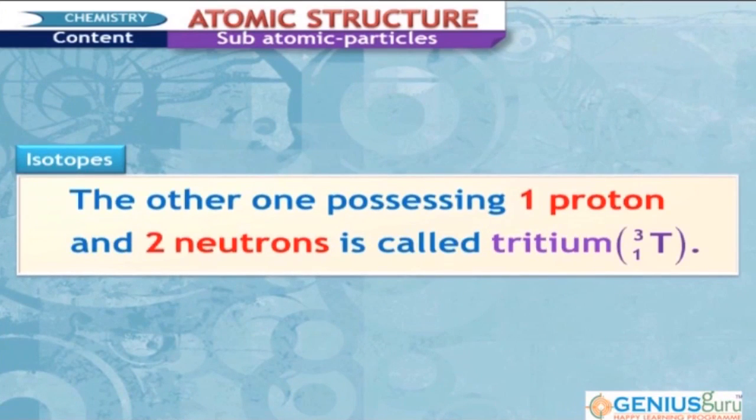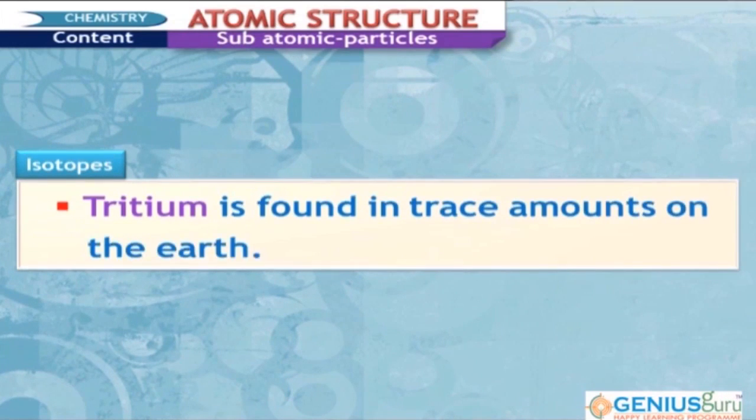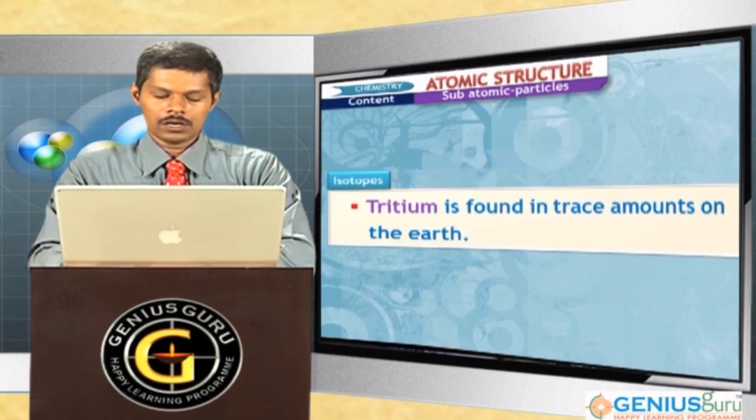It is designated as 1T3 or 1H3. This tritium is found in trace amounts in the Earth's crust. So therefore, among the isotopes of hydrogen, the most abundant isotope is protium only.